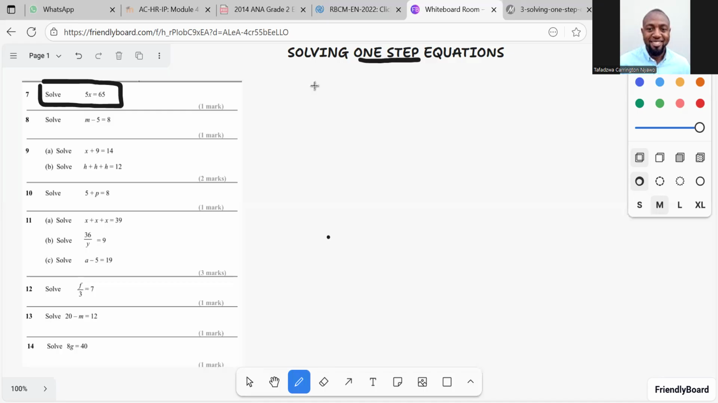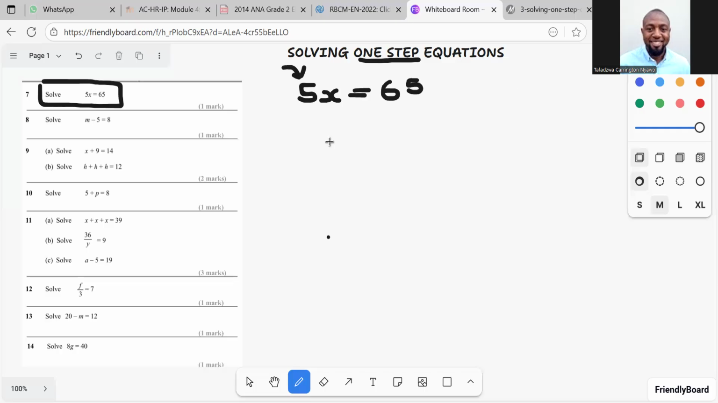All right. So I'm going to write it here. 5x is equal to 65, right? So this is the equation that we want to solve. You can see that this equation only involves one step. And what is the step that we need to take here? It is to get rid of this 5 here. So we need to remove this 5 from x and make x the subject of formula.